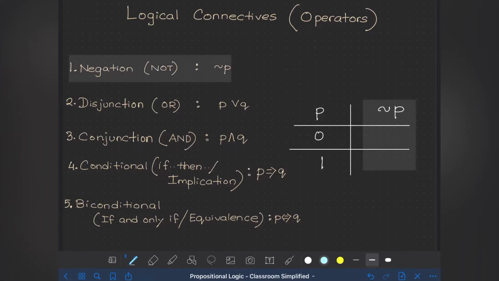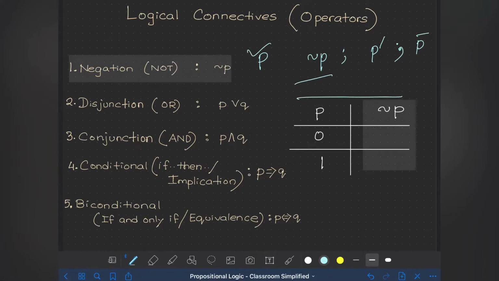It is also sometimes called a unary connective. If P denotes a proposition, then its negation will be written with this kind of symbol and then P, or it can also be written as P dash or sometimes P bar. So let us follow this rule, negation of P. Basically it works on a single proposition, that's why we have taken the input as P.